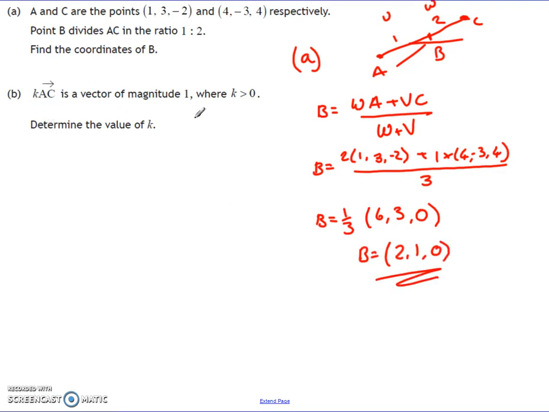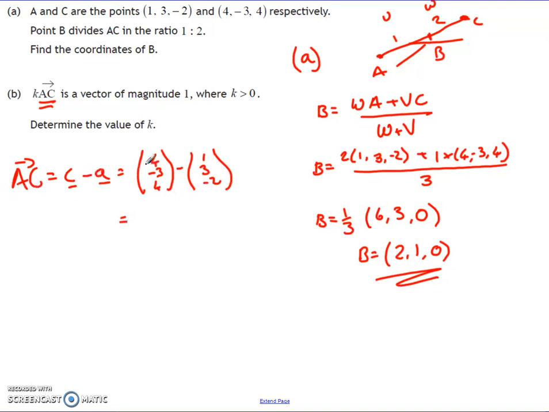What I now need to do is take the vector part here. So kAC is a vector of magnitude 1. k is bigger than 0. Determine the value of k. First thing I need to do is get the vector AC. Now remember, AC is when you take C minus A, where C and A represent the position vectors of the coordinates with respect to the origin. But the cheeky way of doing it, take the coordinate and list it as a column vector. So in this case, it's going to be 4, negative 3, 4. Take away the A, which is 1, 3, negative 2.